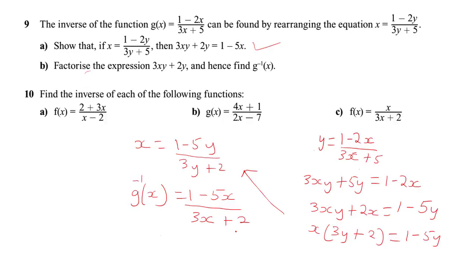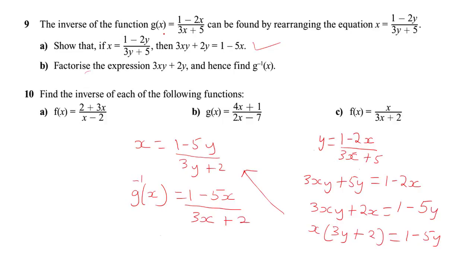Okay, so I want us to understand this. It says by factorizing the expression 3xy plus 2y, and hence find the inverse of g of x. Now, I didn't even have to approach this from here, but I could just basically approach it from that step there, which is what I did, and that made it much easier. So technically, I've answered question A and question B.